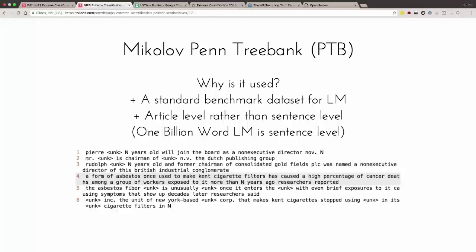So for our experiments, we were looking at datasets. And one of the standards is Mikolov's Penn Treebank, as you guys have recently seen. It's a standard benchmark for a lot of this sort of stuff. And it's also article level rather than sentence level, which is a big thing when you want to try and model these longer-term dependencies. The 1 billion word LM dataset is sentence level only. But there are some issues with it.